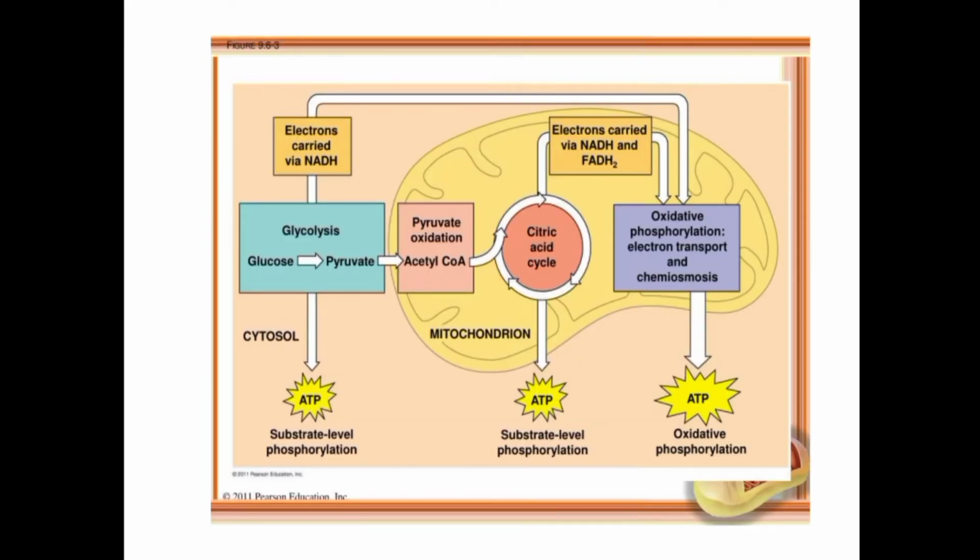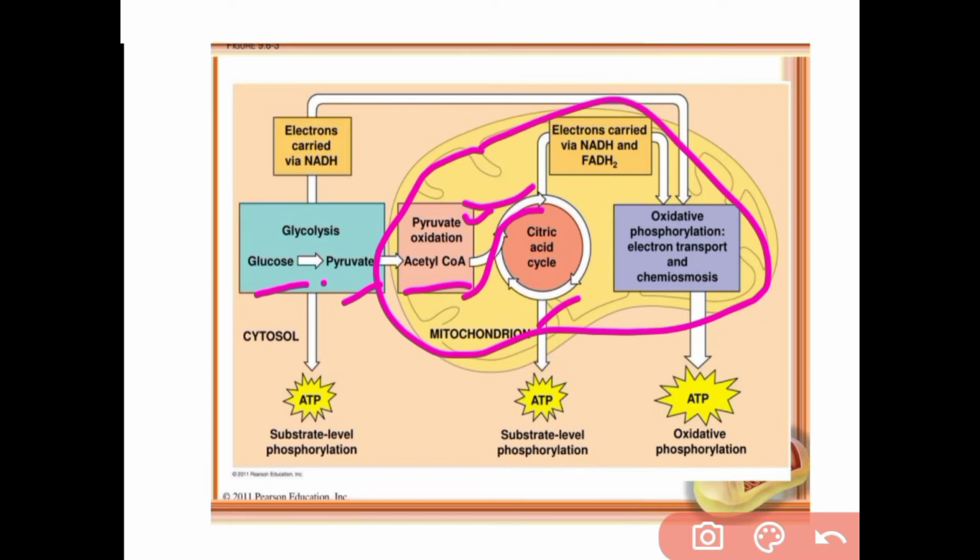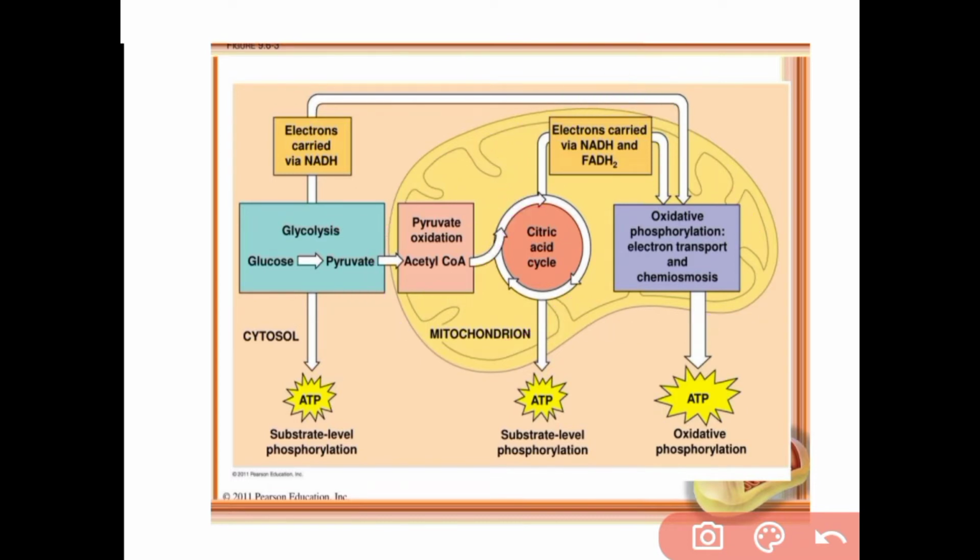In this picture you can see clearly. Here you can see that in glycolysis, glucose is converted to pyruvate, then pyruvate is converted to acetyl-CoA, where pyruvate oxidation occurs, and enters into the citric acid cycle or Krebs cycle, which occurs in the mitochondrial matrix. And the citric acid cycle produces FADH2 and NADH, which enter into the oxidative phosphorylation, that is the electron transport chain system. It is also called oxidative phosphorylation.